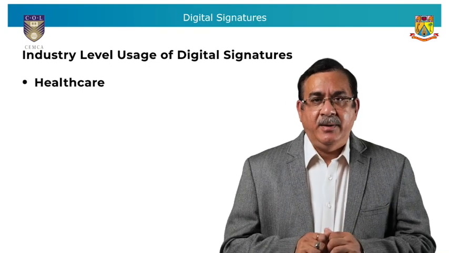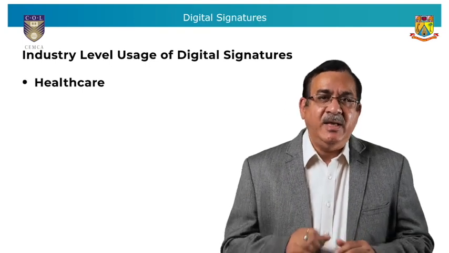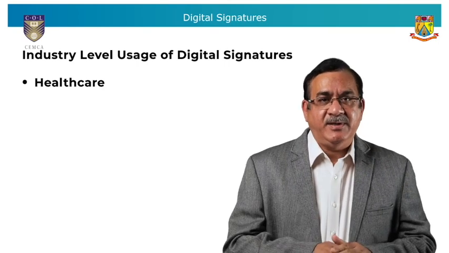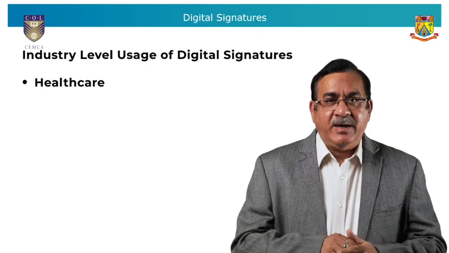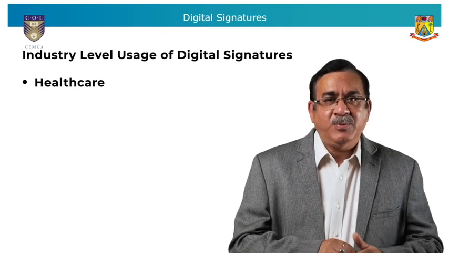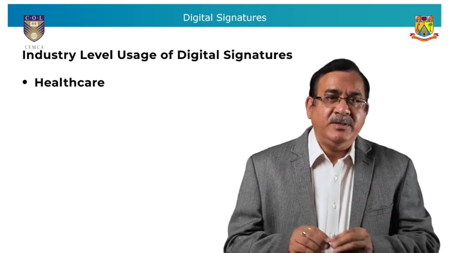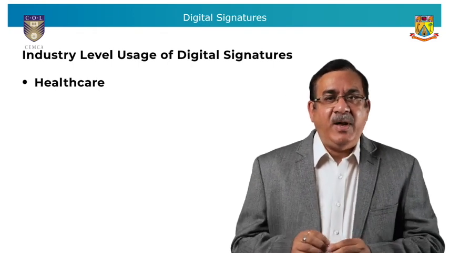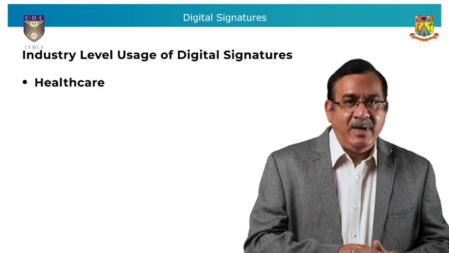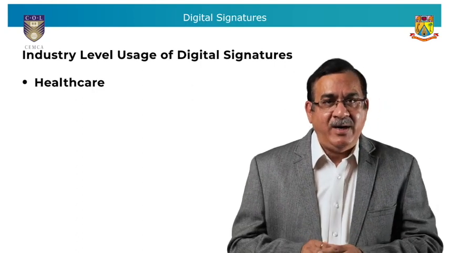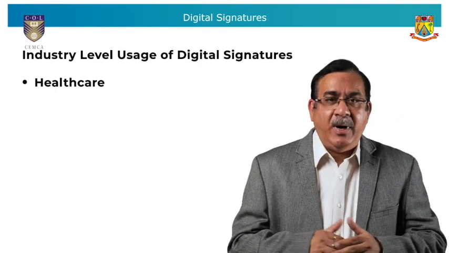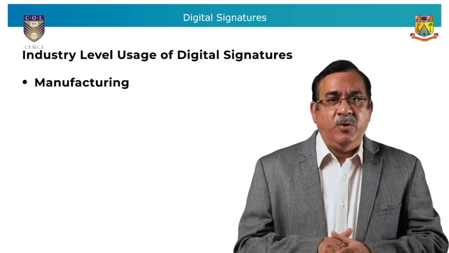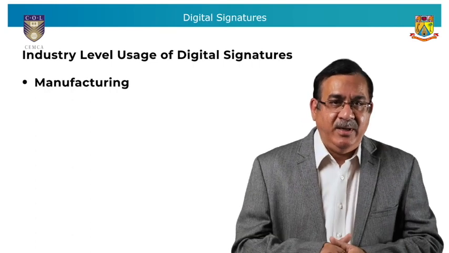Next is healthcare. Digital signatures are used in the healthcare industry to improve the efficiency of treatment and administrative processes, to strengthen data security for e-prescribing and hospital admissions. It is important to know that the use of digital signatures in healthcare must comply with the Health Insurance Portability and Accountability Act of 1996, which is also known as HIPAA.